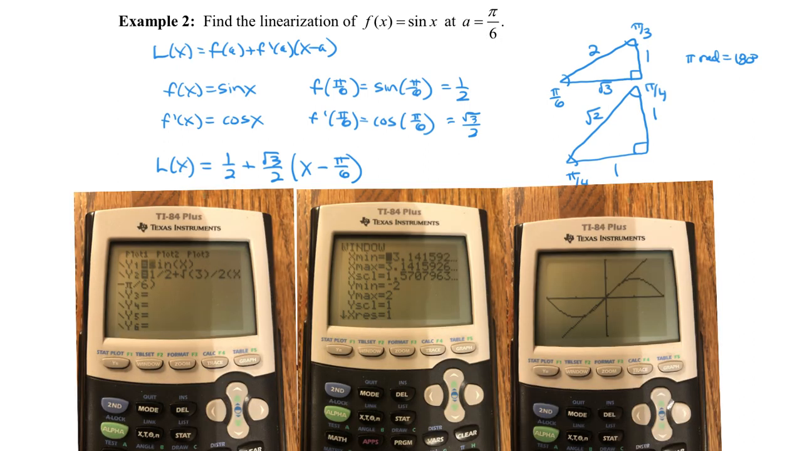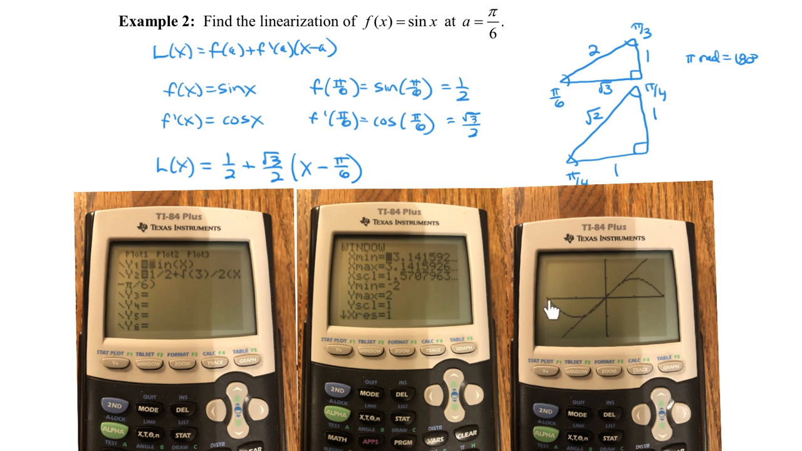So if you take a look over here, I put the two graphs in the calculator, sine of x and then our linear approximation. I changed the window to go between negative pi to pi, and the x scale is just pi over 2. And then I put the y values between negative 2 and 2.